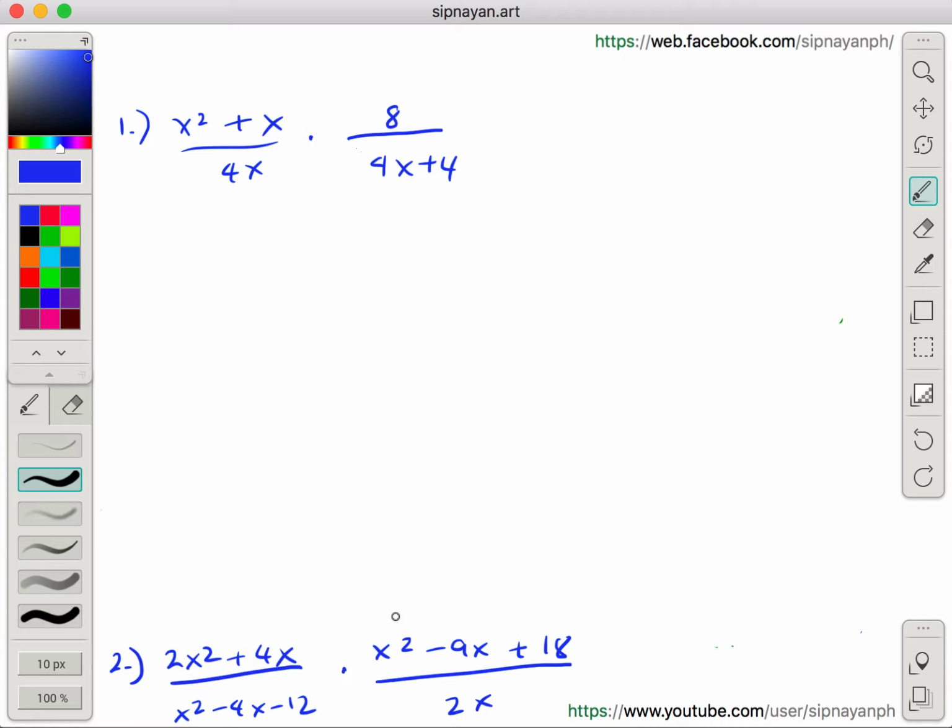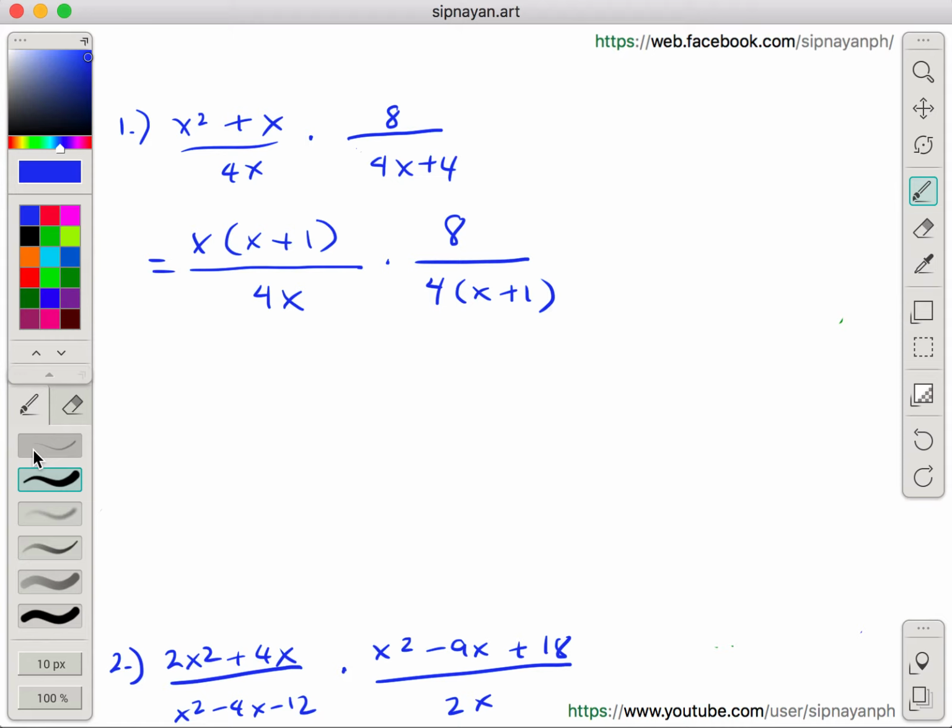Okay, so let's have our first example. Para tayo makapag-cancel, kailangan natin mag-factor. So we have x squared plus x. Anong common sa kanila? Pwede natin ilabas yung x, di ba? X times x plus 1. X squared plus x, pwede distribute natin siya, babalik siya dito. Okay? And then we also have 4x. And then dito we have 8 over the common factor na 4. We have 4 times quantity x plus 1.